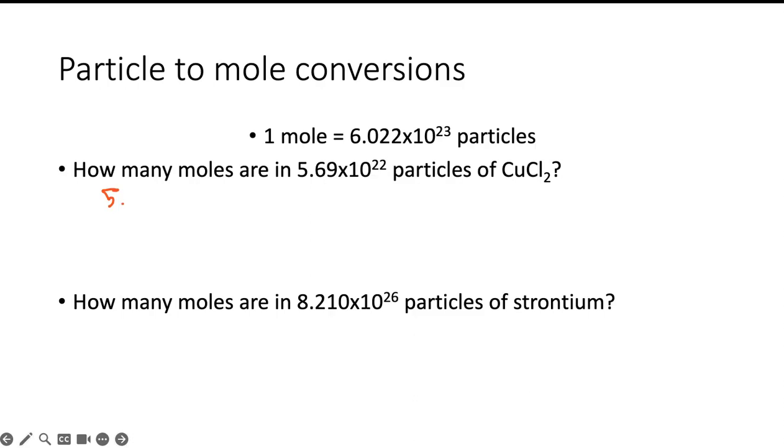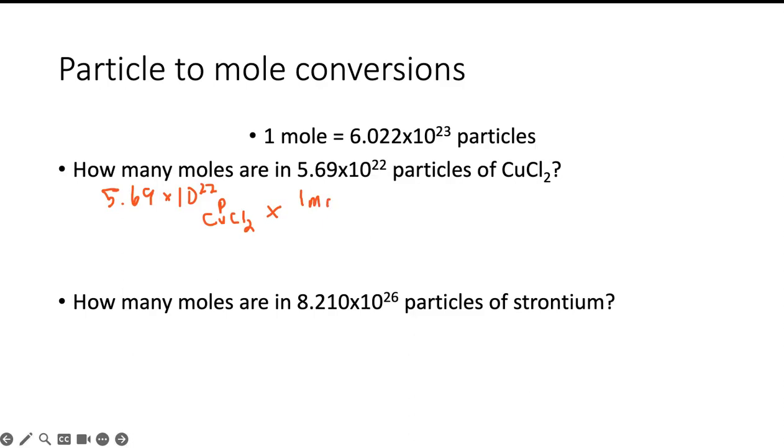So my given number is 5.69 times 10 to the 22nd particles of copper 2 chloride in this case. This is particles of CuCl2. Again, right now it doesn't especially matter because we're only talking about one thing, but when we get to stoichiometry, this is going to matter a little bit more because we're going to be talking about different reactants, different products.